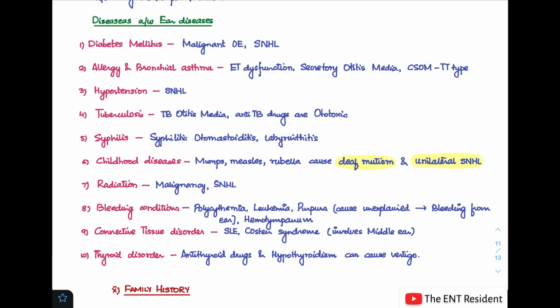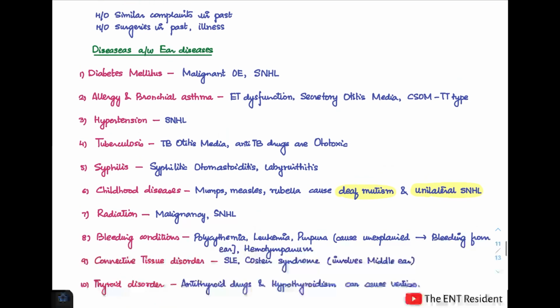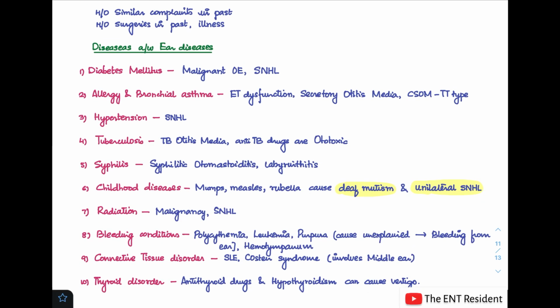In connective tissue disorders like SLE and Cogan syndrome, there can be middle ear involvement. And in thyroid disorders, antithyroid drugs and hypothyroidism can cause vertigo. So, this is the importance of taking past history of systemic illnesses as well. They can point you towards a particular diagnosis. Next, coming to family history. Ask if there is any history of consanguineous marriage, because in these cases there is an increased incidence of deaf mutism and congenital ear disorders.